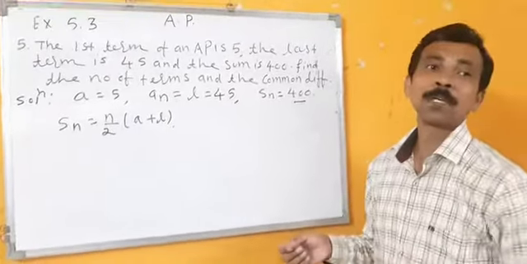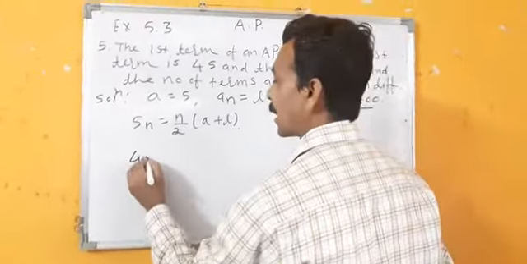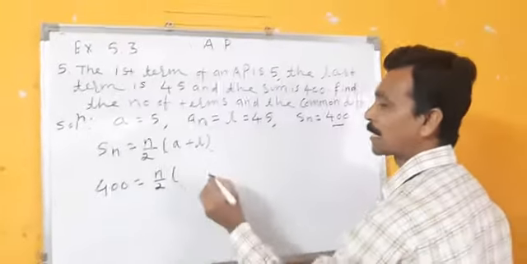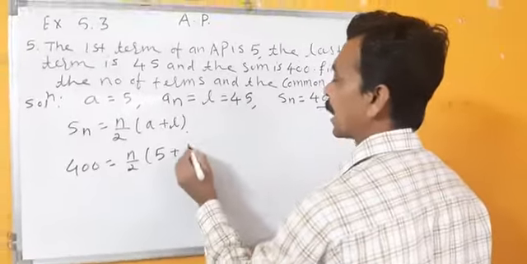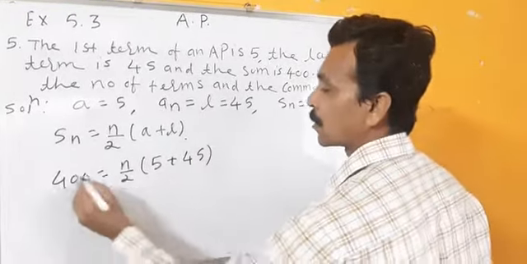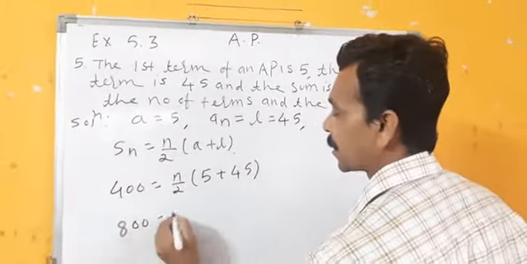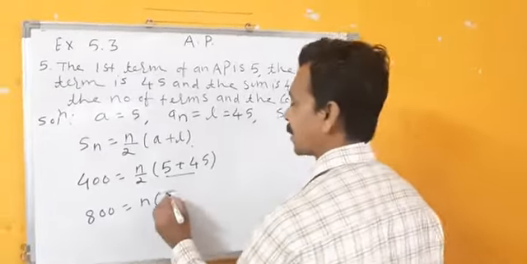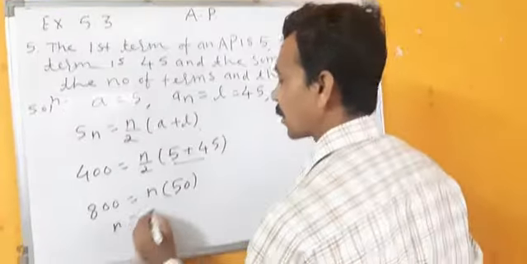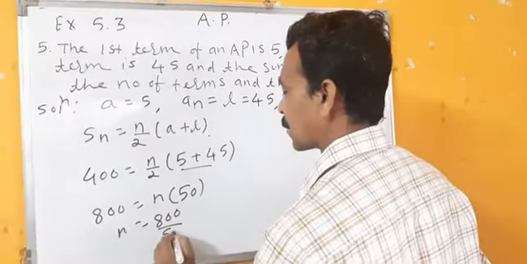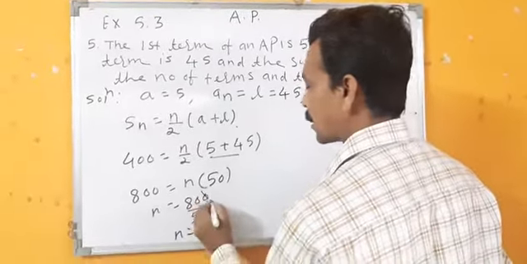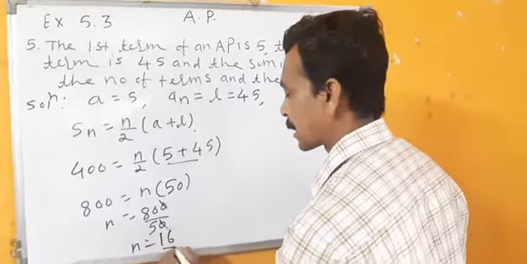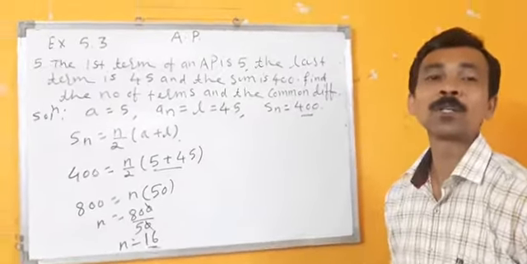What is sum? Sum is given, 400 is equal to n by 2 into A, which is 5, plus L, which is 45. Do the cross multiplication. 800 is equal to n into, what is the addition in the bracket? 50. So n is equal to 800 upon 50. This 0 gets cancelled. 80 upon 5 is 16. Right? N is equal to 16.